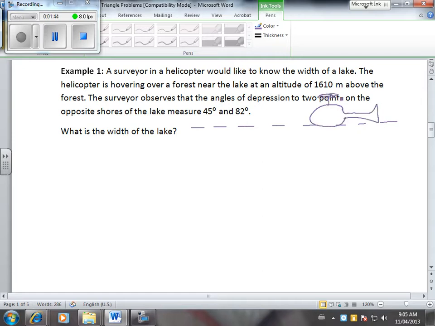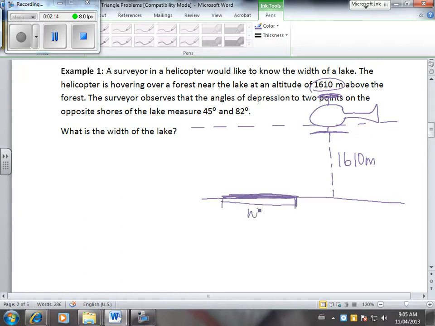Okay, so we have our helicopter, and we're going to assume that it's level to the ground, that it's not dipping in any way, just for safety's sake for the helicopter people. We know that from the top of the helicopter to the forest floor is 1,610 meters, and they tell us that right there. And we're looking for the width of a lake. So we'll say that's our lake, and what we're looking for is this length down there. If we draw a triangle up to the helicopter, that's what we'll see there.